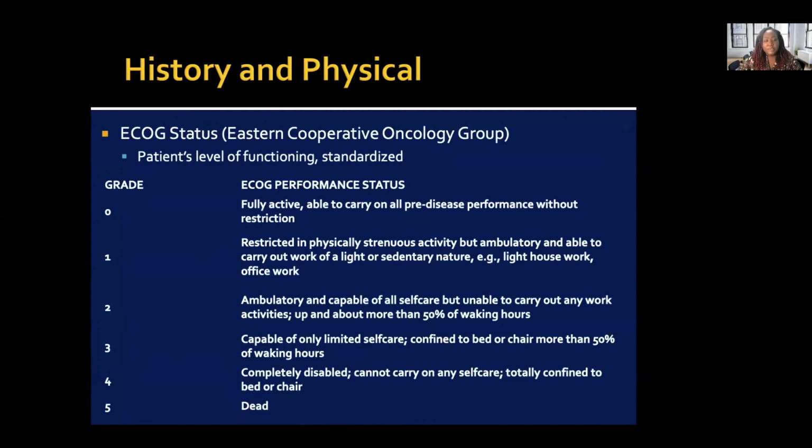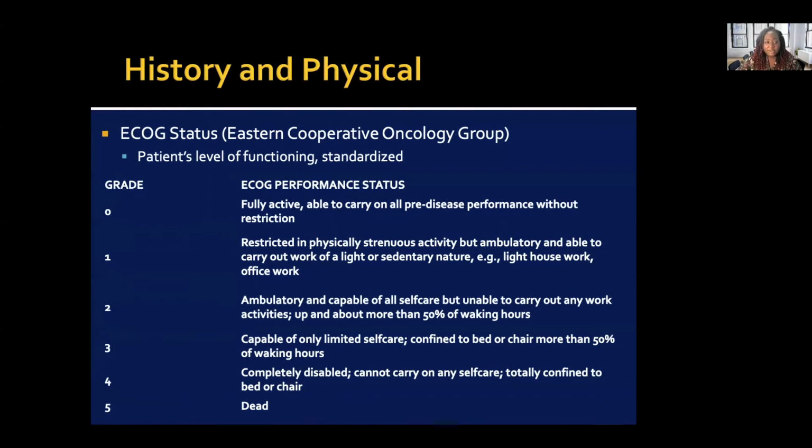The ECOG status. This is something important, not just for breast surgery, but really for any kind of physical assessment that you want to do of your patient to know what their level of functioning is. It is by the Eastern Cooperative Oncology Group, and it basically assesses the patient's level of functioning and is a standardized scale. If you go to one state versus another state and you say this patient is an ECOG 1, they're an ECOG 1 regardless of where they are. So it's a standardized scale.